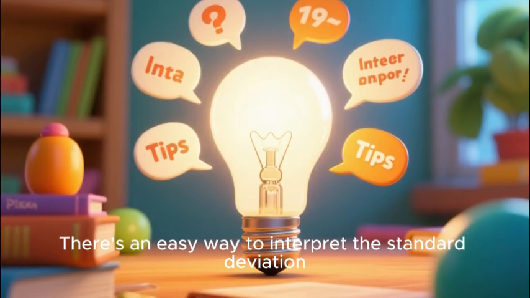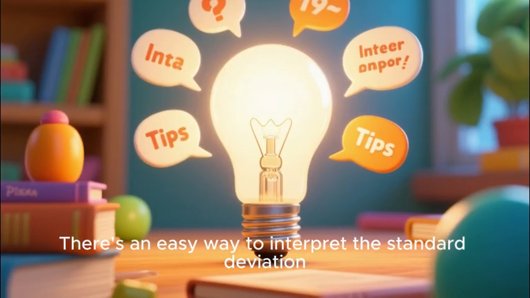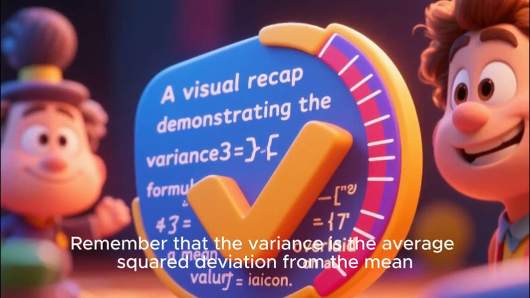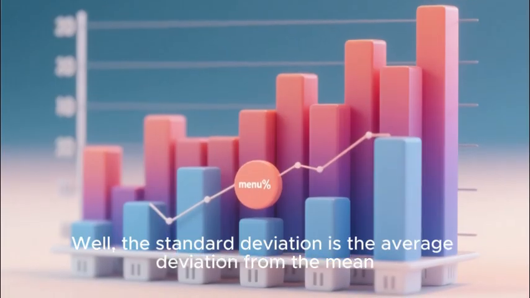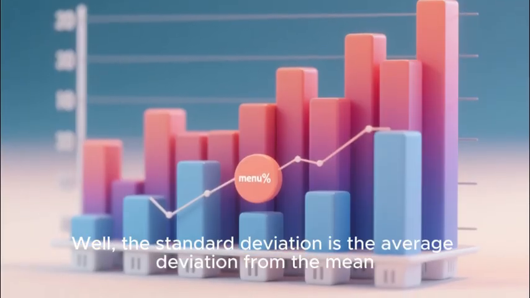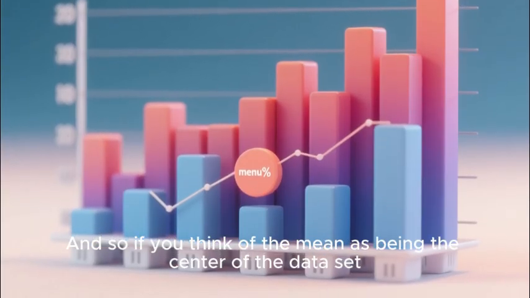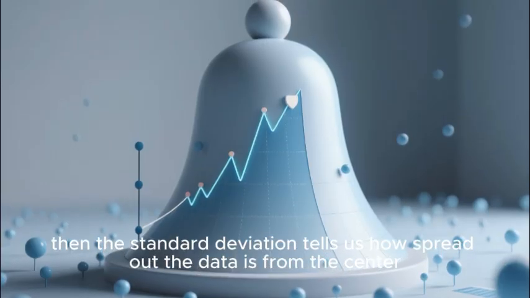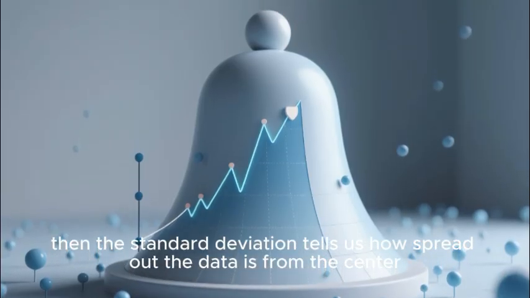There's an easy way to interpret the standard deviation. Remember that the variance is the average squared deviation from the mean. Well, the standard deviation is the average deviation from the mean. And so if you think of the mean as being the center of the data set, then the standard deviation tells us how spread out the data is from the center.